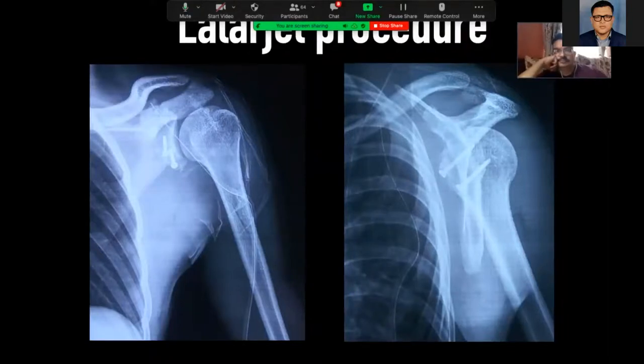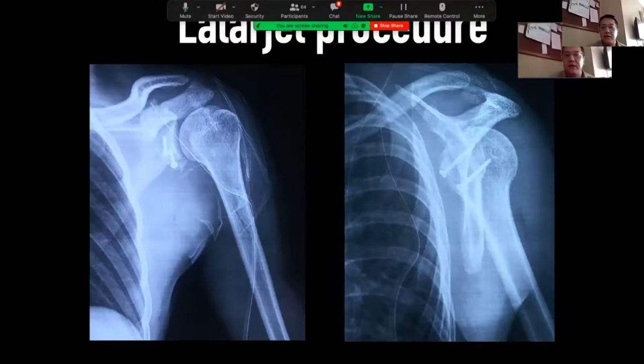Rajeev sir, comments? Position, number of screws, screw placement? Right, sir. I think the position is okay, anterior inferior. Okay, and the number of screws is also what we do.